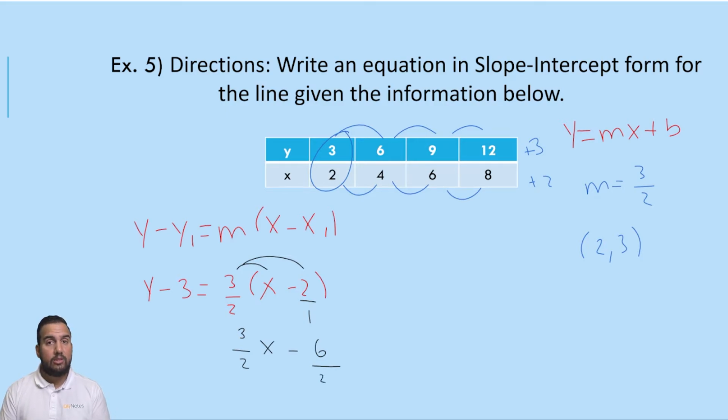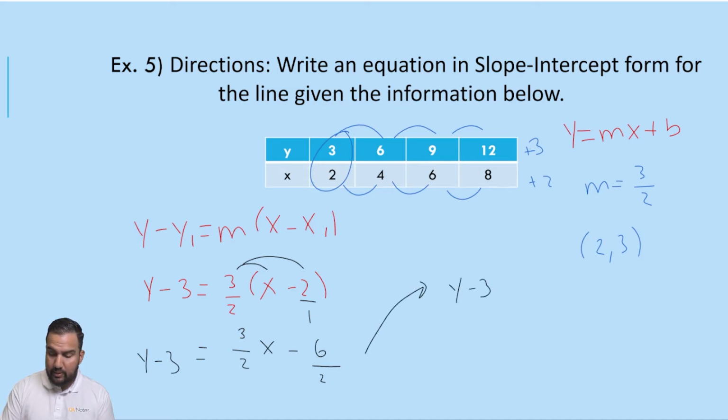Now ask yourself, does 6 and 2 go into each other? It does. So I'm going to rewrite everything else, y minus 3, but I'm going to turn 6 over 2 to be 3. So that's what I'm going to do on my next line, which is over here. It's going to be y minus 3 is equal to 3 halves x minus 3.